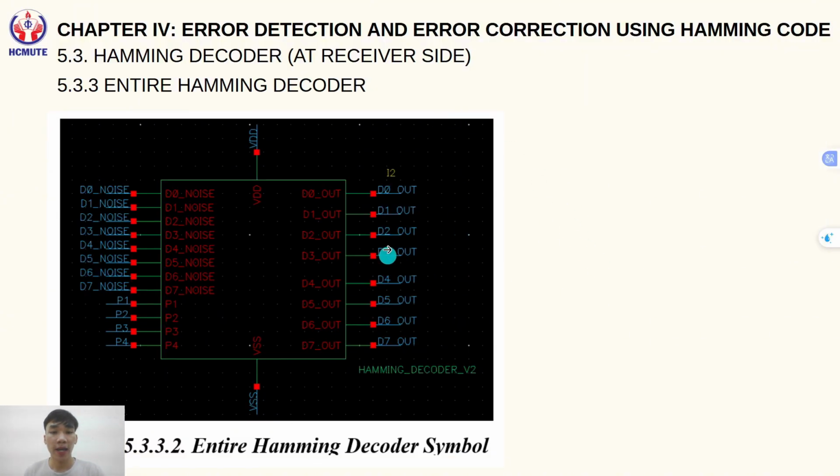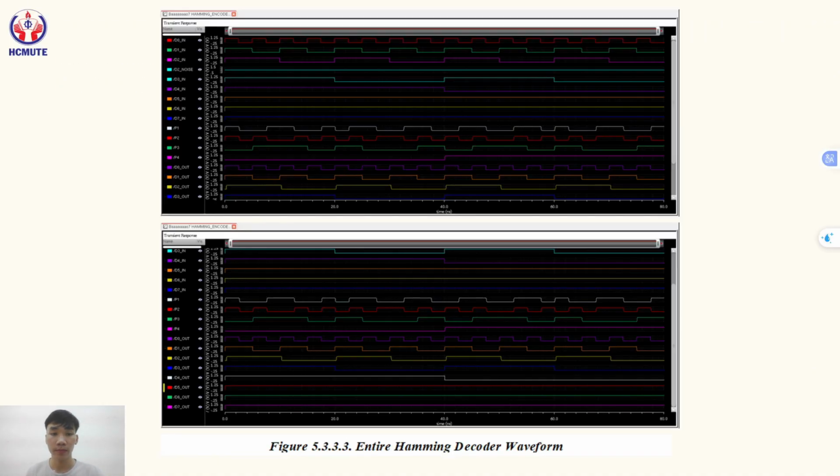And the output of the anti-harming decoder is an 8-bit correct data sequence from D7 out to D0 out, which is fully restored and identical to the original data sent by the encoder. And here is the simulation waveform.